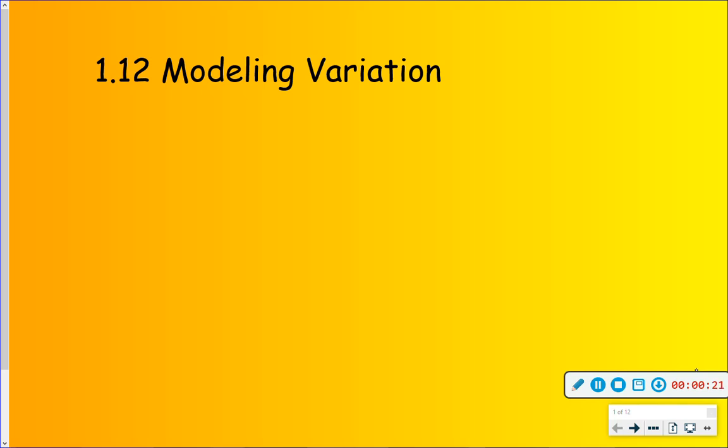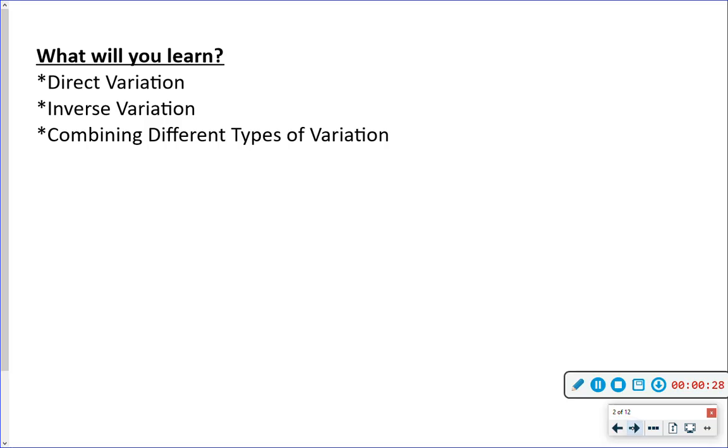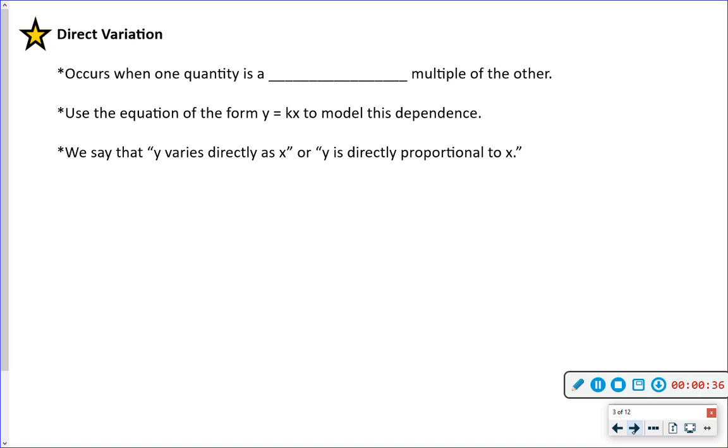We're looking at how the different quantities relate. And there are really three different types of variation we're going to get into: direct variation, inverse variation, and then a combo where you could put some different styles of variation together. We're going to start with the easiest one, direct variation. Direct variation occurs when one quantity is a constant multiple of the other.